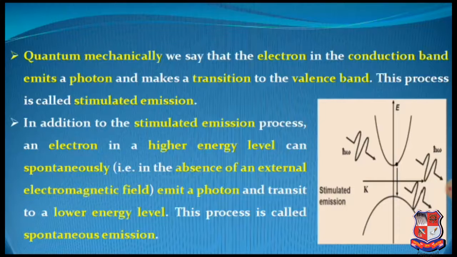Here in this figure, again the E-K diagram, but just the reverse process. You can see now the black dot of the electron traveling from the conduction band to the valence band. Quantum mechanically, that means at the very micro level, we say that the electron in the conduction band emits a photon. You can see the emission of the photon on the right hand side, h cut omega, and the electron makes a transition to the valence band. This process is called stimulated emission.